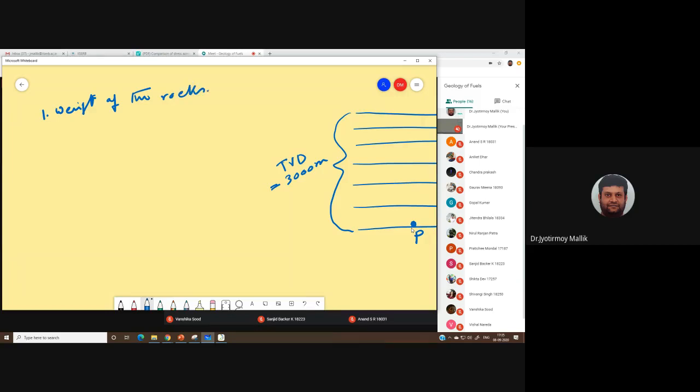ठीक है, तो अभी weight of the rocks को कैसे calculate करें? How would I calculate weight of the rocks? Can someone tell me? Suppose I have different densities of these weights: rho 1, rho 2, rho 3, rho 4, rho 5, rho 6, and so forth, so on and so forth.